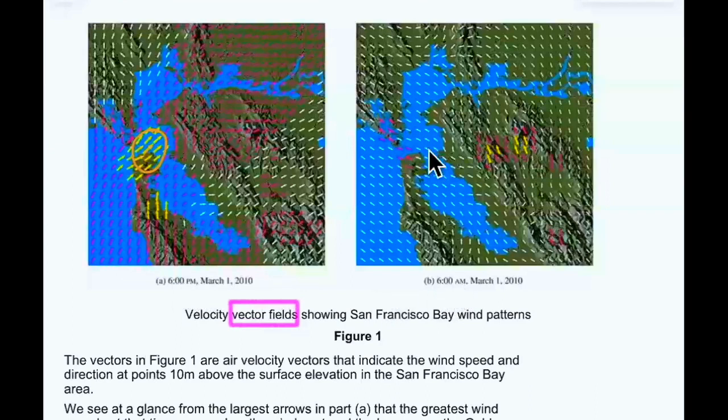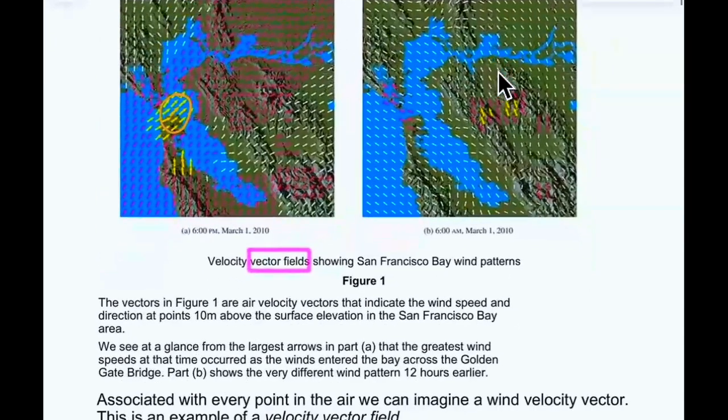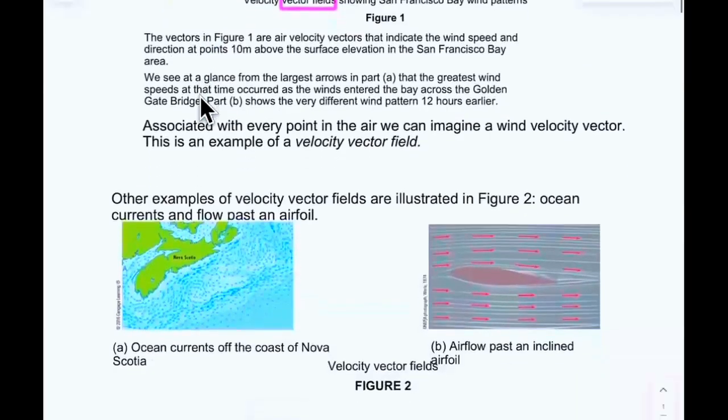They are examples of a velocity vector field. At this time, the vector field here is the velocity vector of the wind. So it is a two-dimensional vector field, right? On the plane, and the vector will be two-dimensional. So here's one example of a vector field. At every point in the air, we can imagine a wind velocity vector. So it's a velocity vector field on R2.